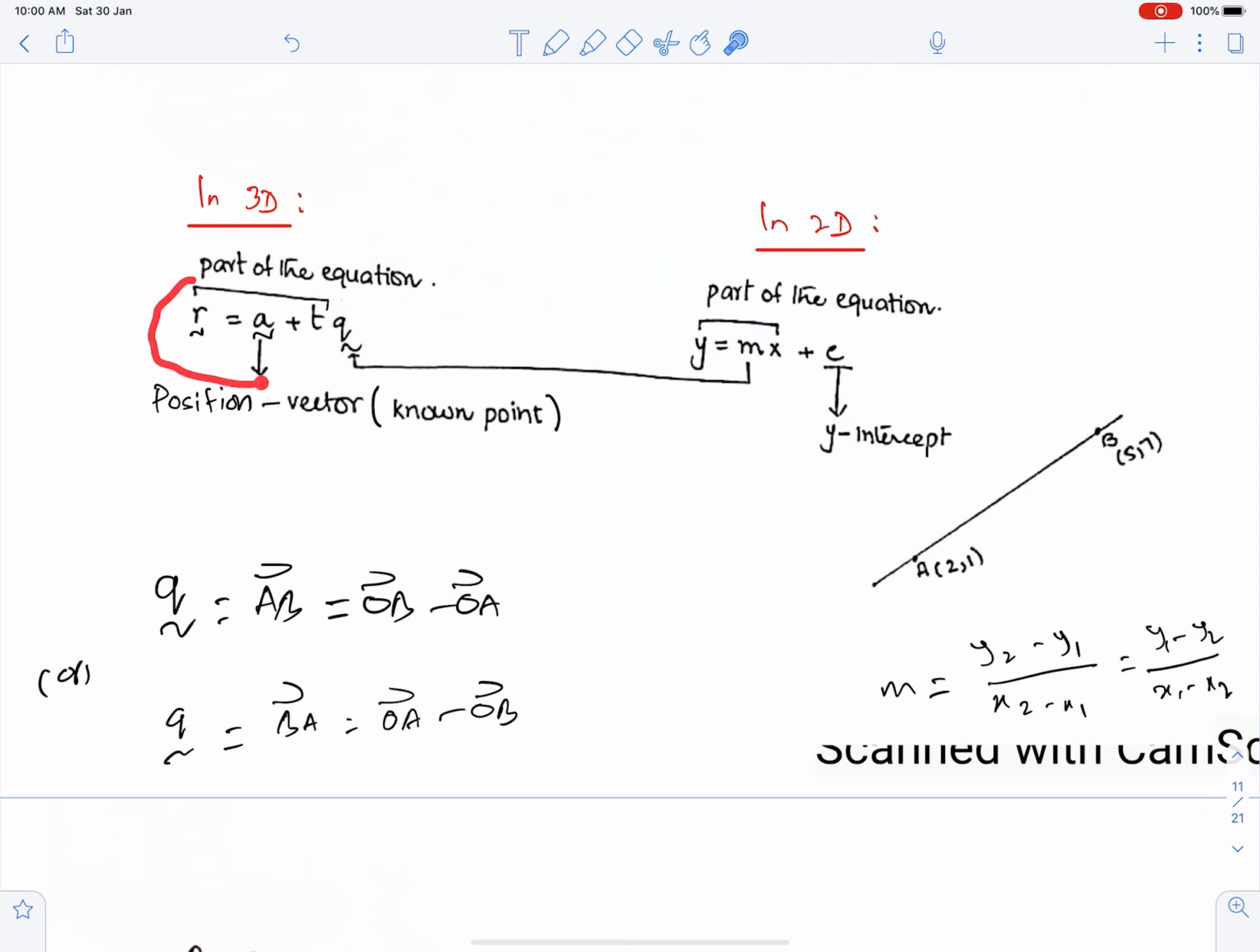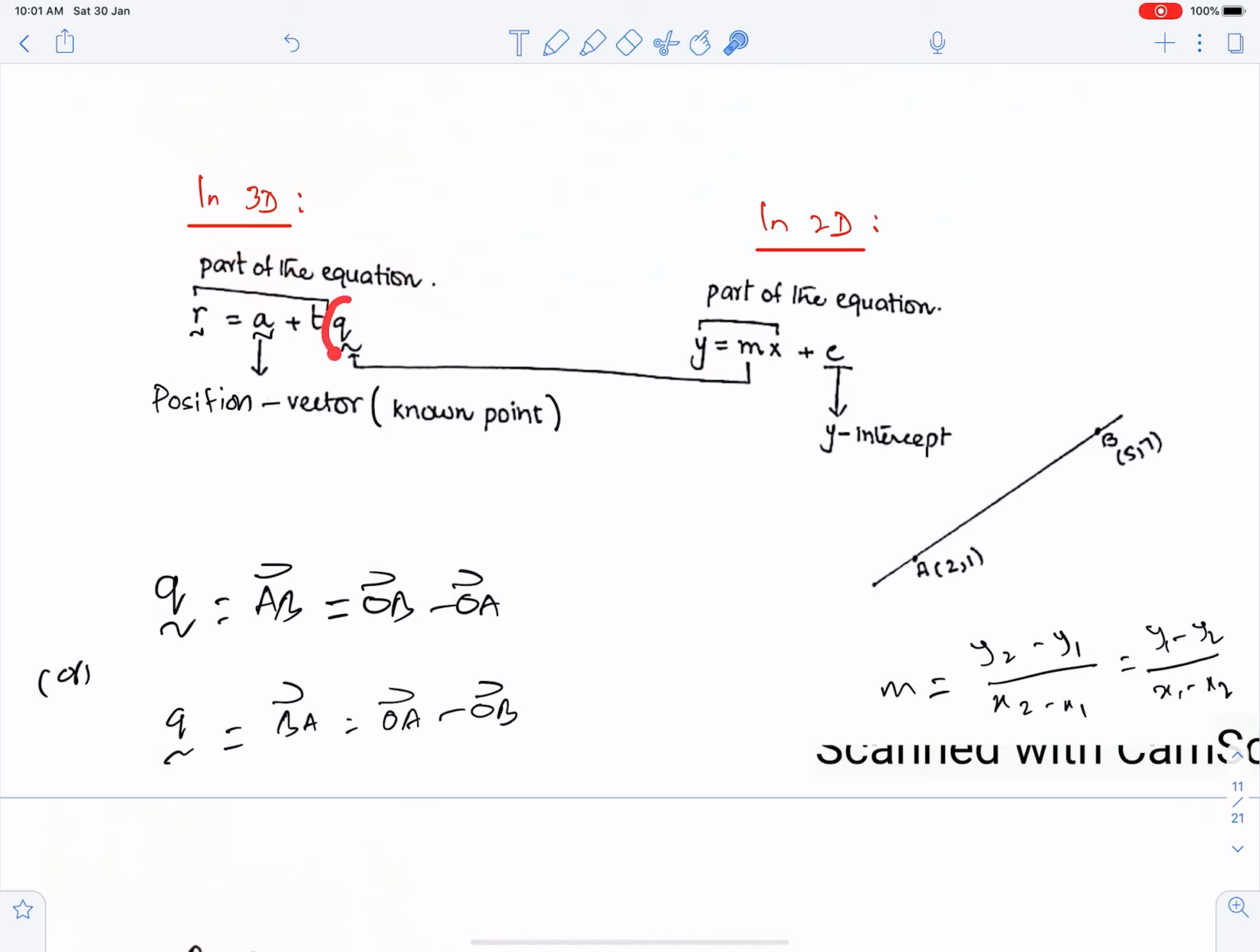And this is the equation of the straight line in vectors. In this equation, both r and t are the part of the equation, like y and x are the part of the equation in this equation. We only substitute the values of m and c in this equation to get the equation of the straight line in xy form. Whereas in this equation, we only substitute the values of a and q to get the equation of the straight line in three dimensions in vectors.